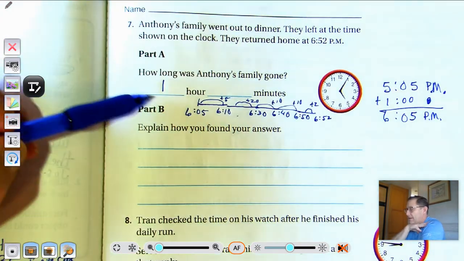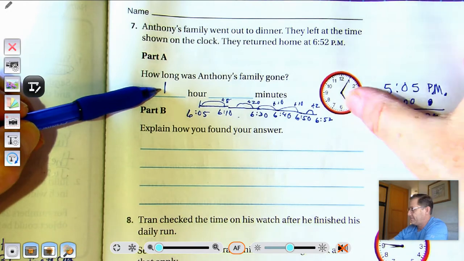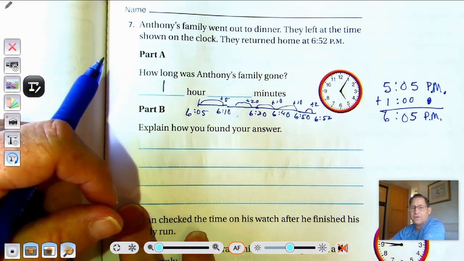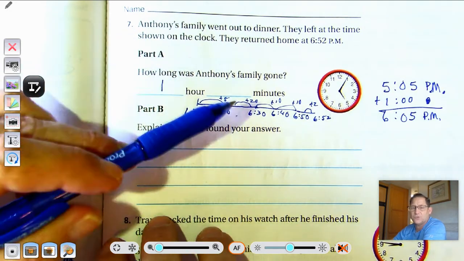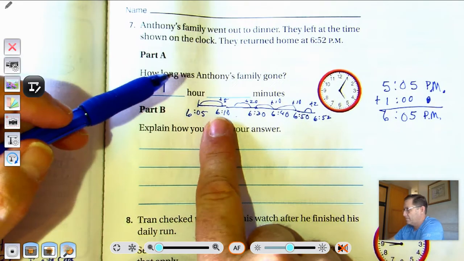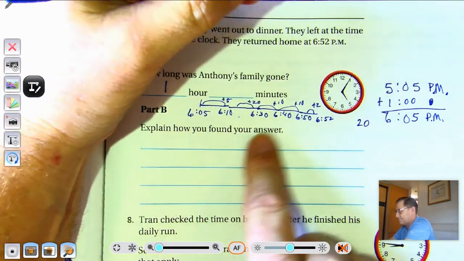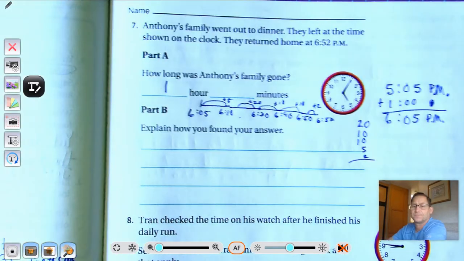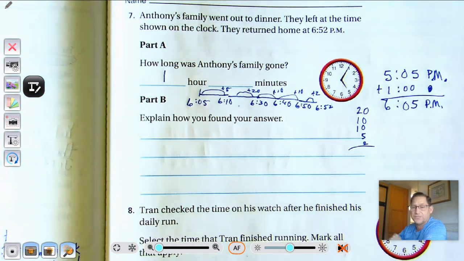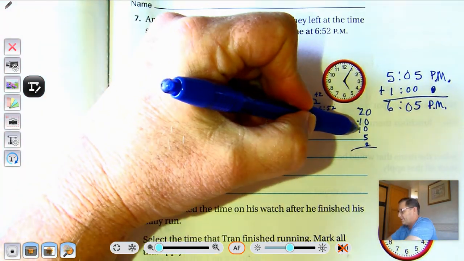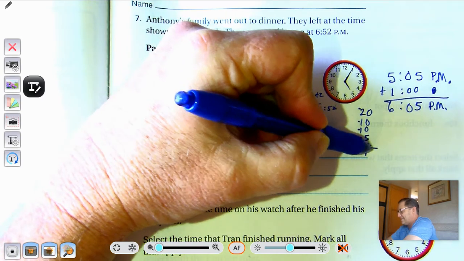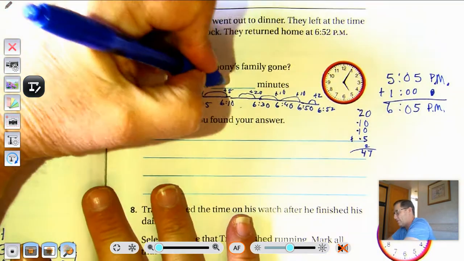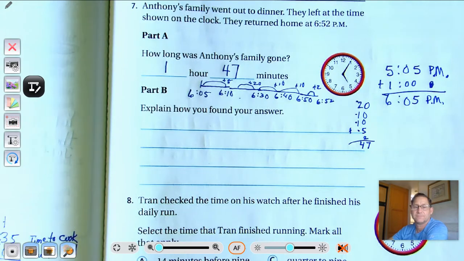So we know that they're gone at least 1 hour because we added the 1 hour to get to 6:05. Okay, might as well add that quickly. All right. Now, how many minutes went by from 6:05 to 6:52? 20, 2 tens, a 5, and a 2. Okay. All I'm doing is adding the times I jumped. 20, 30, 40, 45, 47. 47 minutes. So 1 hour and 47 minutes.